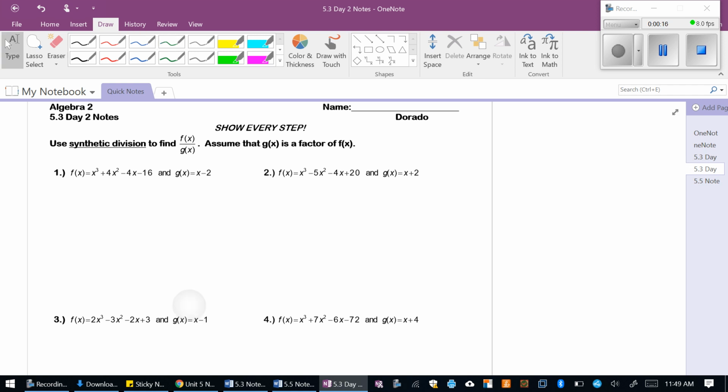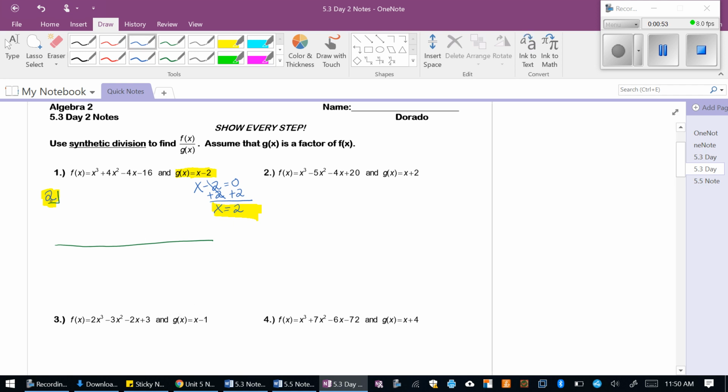When we did synthetic division, we had to make a box and an equal sign. And we needed to figure out what number we would put in the box. That's going to come from this g of x function. To find that number, we're going to set the factor equal to 0. So we add 2 to both sides, and we get x equals 2. That's what we put in the box to do our division.